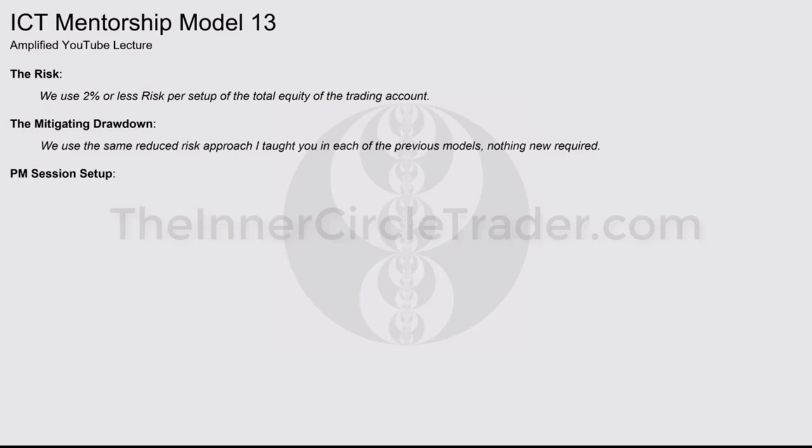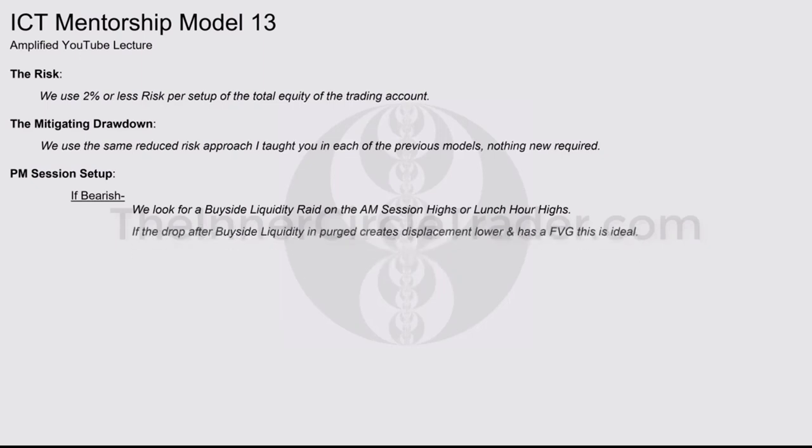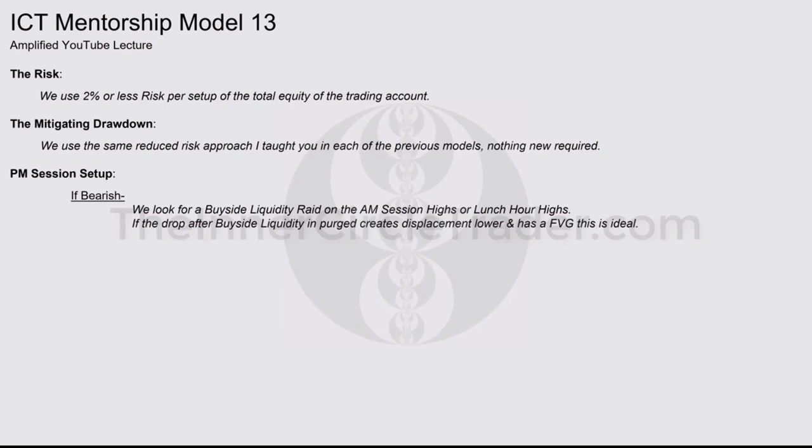PM session setup. We've already covered the morning session, so now we're looking at the afternoon. If bearish, we look for a buy-side liquidity raid on the AM session highs or lunch hour highs. If the drop after buy-side liquidity is purged creates displacement lower, and has a fair value gap, this is ideal. Yes, that is a typo where it says buy-side liquidity in purged creates.